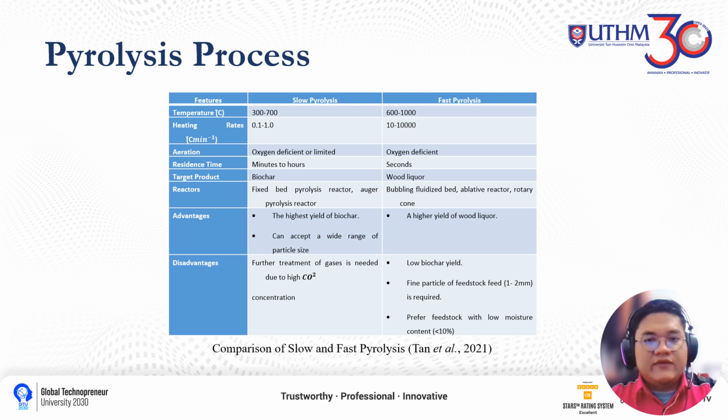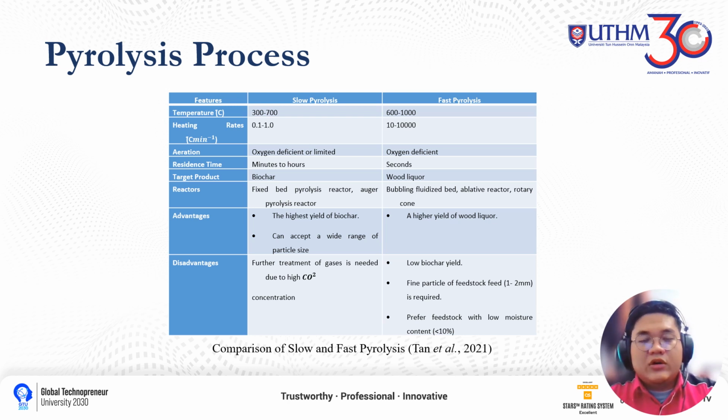But some of the disadvantages of this is that further treatment of the gases is needed due to the high carbon dioxide concentration in the feedstock. Meanwhile, fast pyrolysis can involve a process from 600 to 1000 degrees Celsius with heating rates of 10 to 10,000 degrees Celsius per minute. It is also an oxygen deficient process of aeration. The residence time could take seconds up to hours or even weeks.